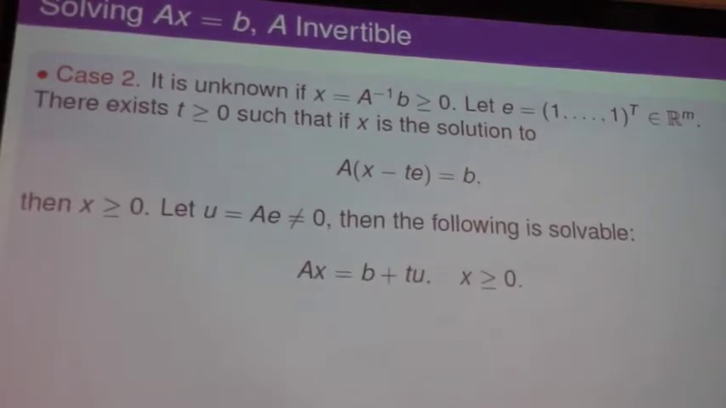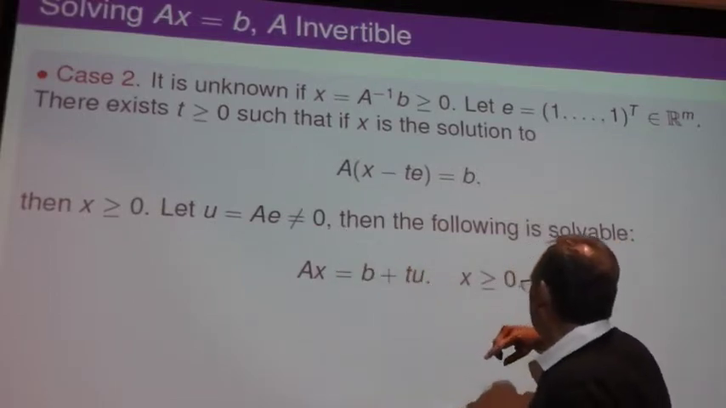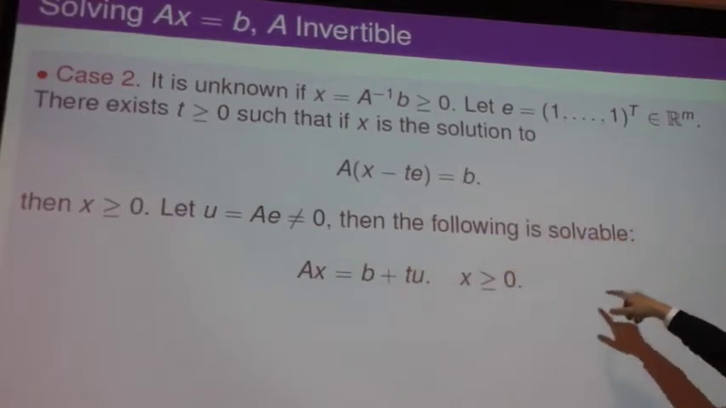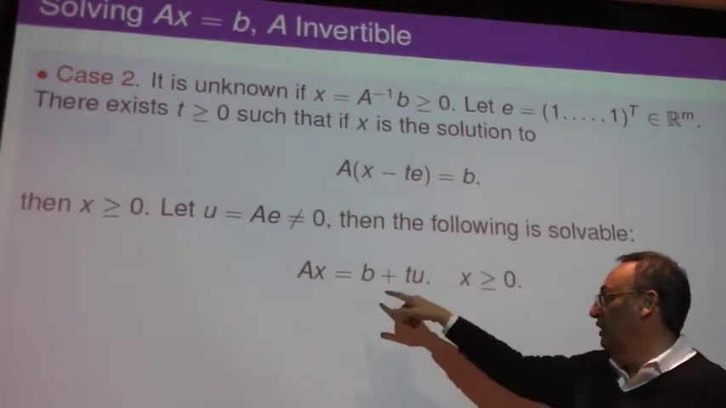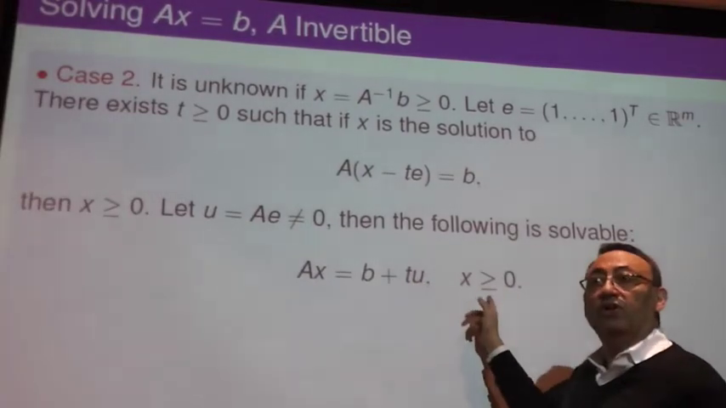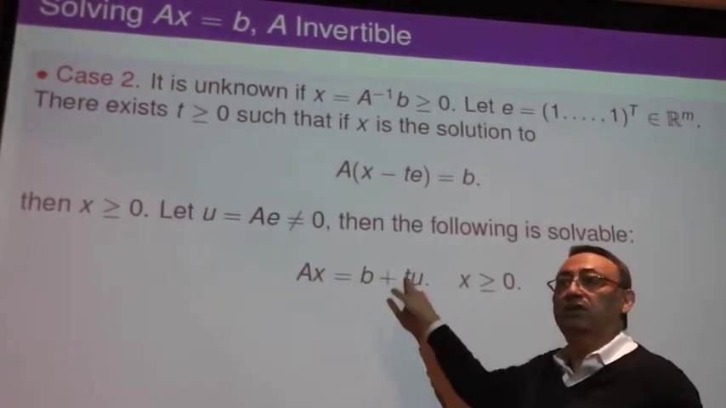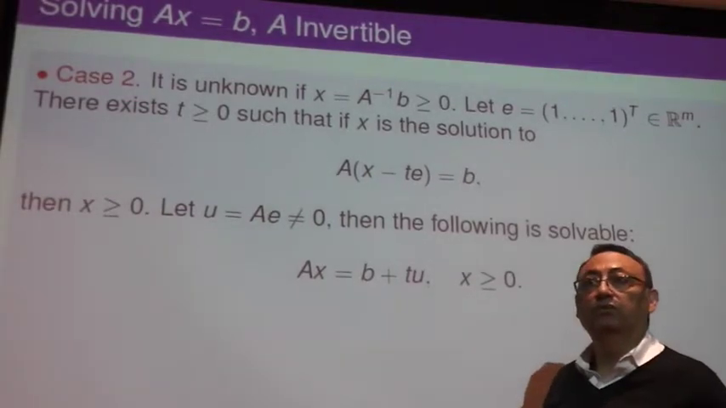So let u be A times e, which is non-zero. Then the following system is solvable: Ax equal to b plus tu. Now here x is non-negative. So the only thing that I did is I changed the right-hand side from b to b plus tu.